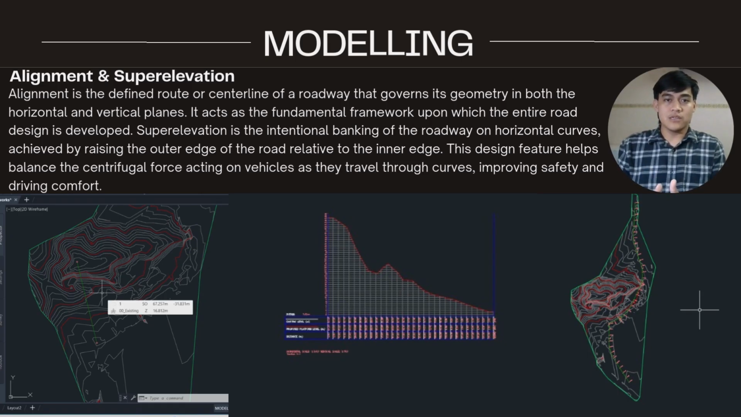Superelevation is the intentional banking of the roadway on horizontal curves, achieved by raising the outer edge of the road relative to the inner edge. This design feature helps to balance the centrifugal force acting on the vehicles as they travel through curves, improving safety and driving comfort.